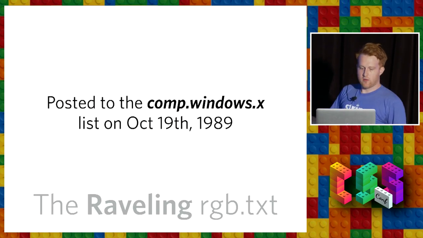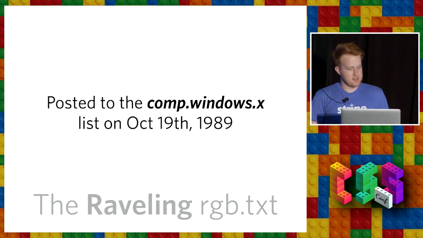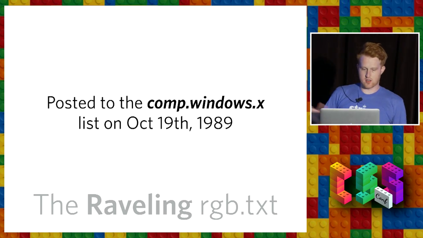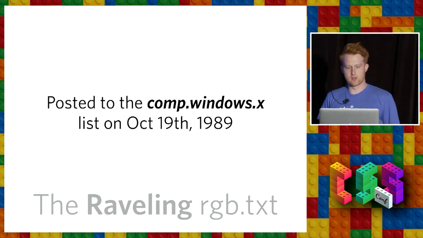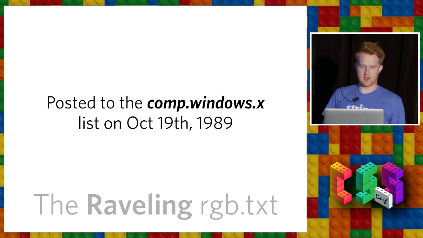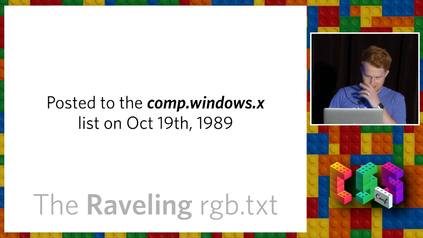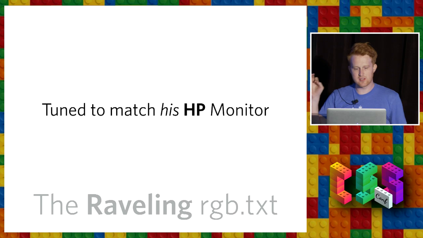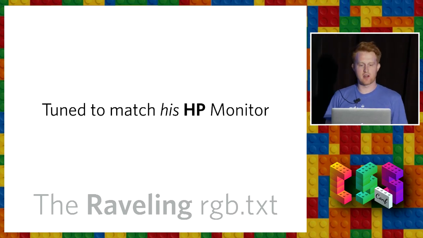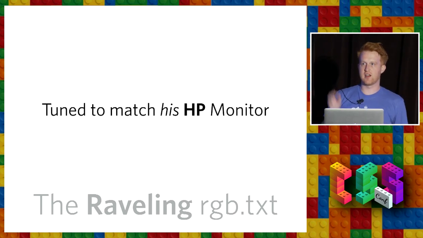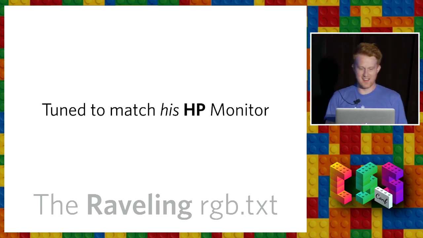So the Raveling RGB.txt, his version of the colors, come from comp.windows.x, this news group before we had forums and really a lot of other stuff, on October 19th, 89. It was tuned to match his specific HP monitor. So everything you use today is tuned specifically to one dude's HP monitor from 1989.